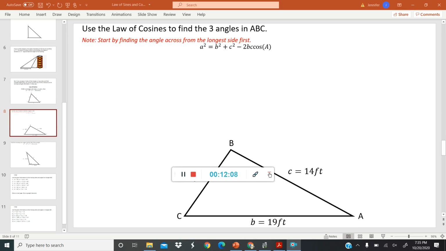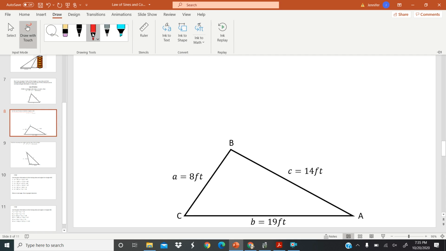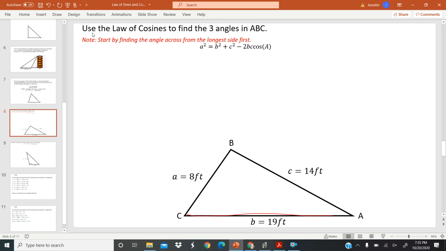So this example is an example of the side, side, side case where we have all 3 sides and we need to find the angles. So just a general rule for this is you're going to want to start by finding the angle across from the longest side. So in this triangle, the longest side is going to be side little b. So the first angle we're going to want to find is angle B.